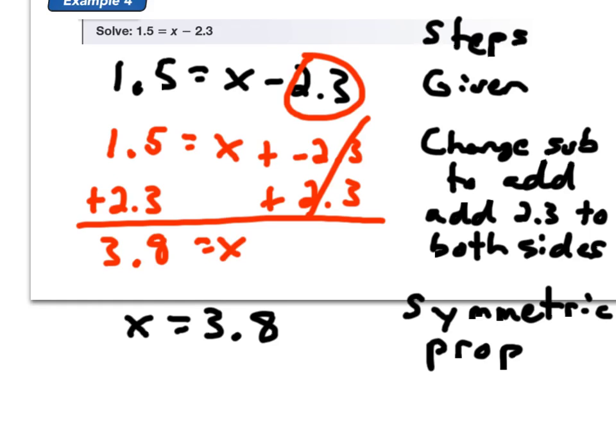Anytime at the end, when you have to take the x and the number and flip it around, like we did here, that's called the symmetric property. So that's always how you can write that. We did the symmetric property. And all the symmetric property says is that we can take the whole equation and just flip it around and make a symmetrical or mirror image of it, and it stays the same.